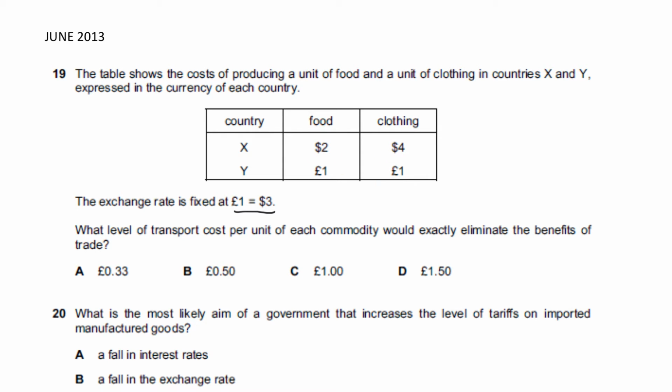So for comparison perspective, let's just convert everything in one single currency. Let's just convert everything in dollars. So I would say £1 is equal to $3. So I'm going to write $3 here and $3 here. The next thing we do is find out which country has a lower cost of making a good, or lower opportunity cost. So when country X makes food, they make it cheaper than country Y, because country X makes it in $2, while country Y would make it in $3. So country X has a comparative advantage in food, while country Y has a comparative advantage in clothing.